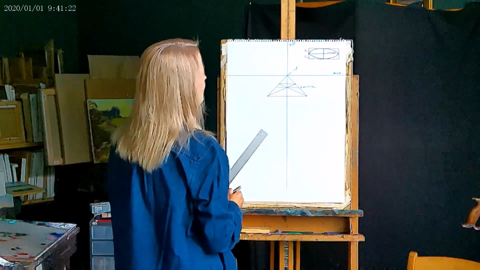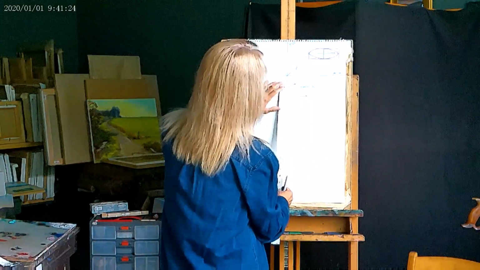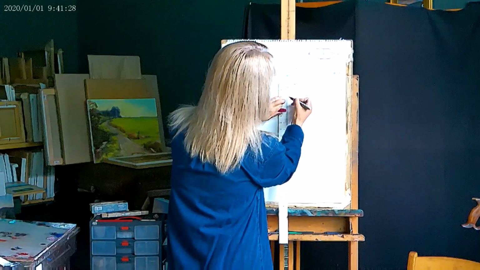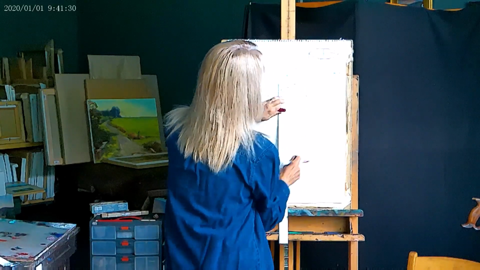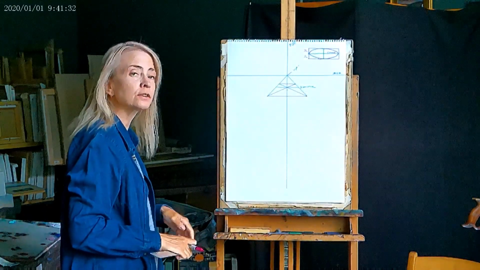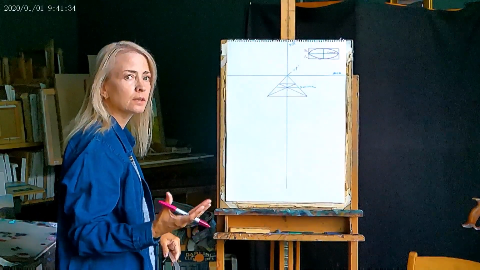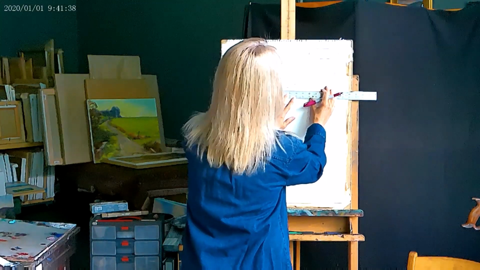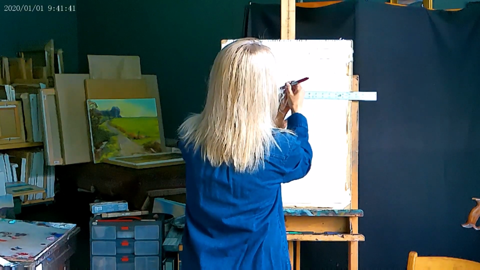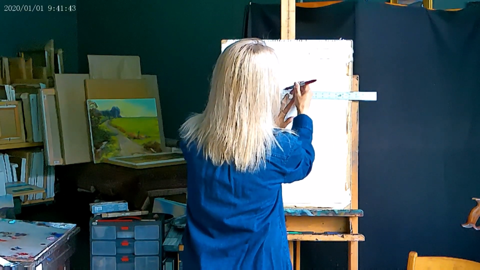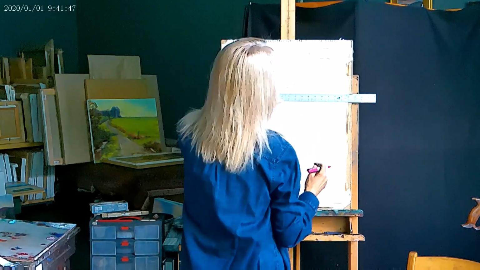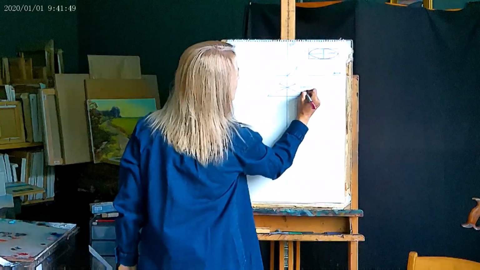So let's find the halfway point here, okay? Now mine is 2 inches, so at 1 inch is my halfway point, and that is going to be my major axis, or the chord, okay? And I'm going to make that a dotted line, so you can see that easier. Now that is the chord.